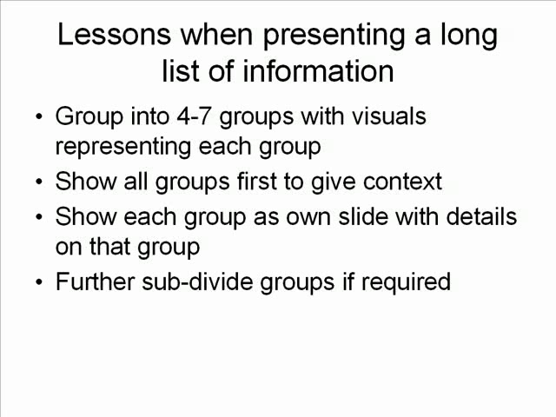So if you have a long list of information, don't do the continued slide method, which is far too often what we end up doing because we really don't know what else to do. Here's what you do instead. Group it into 4 to 7 groups. Use visuals to represent each of those groups. Show them all together so people have context for what you're doing. Then break them down as necessary.